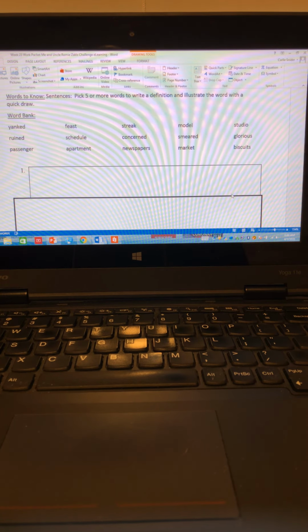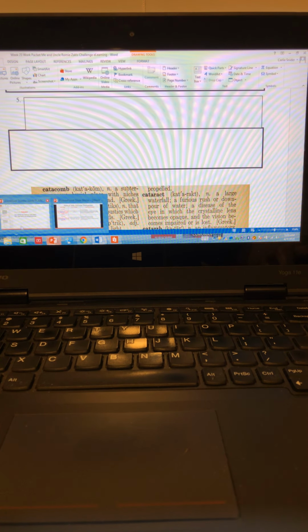So you need to pick 5 of the 15 words, just 5. And you need to write, what does that word mean? And then you need to put some kind of an illustration, which means a short, quick draw, in the second box underneath it. If you're typing on the computer, you can put some kind of clip art or some kind of emoji to show what that word means.